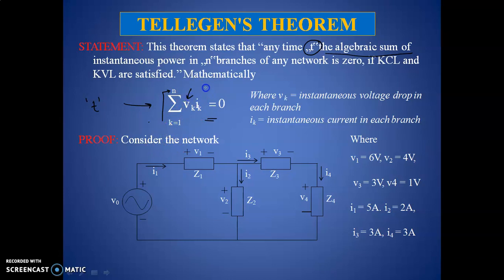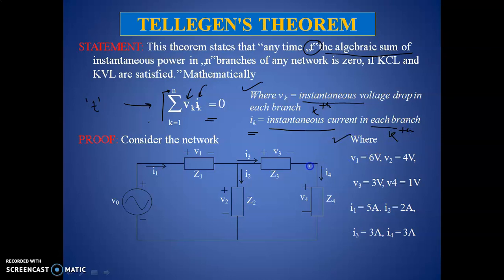This is your voltage and this is your current of the kth branch, where Vk is your instantaneous voltage drop in each branch, or you can say the kth branch. There is branch number k, starting from 1 to n. In between 1 to n, there is branch number k. In a generalized way, we can say that. So Ik is, again, the instantaneous current in each branch or the kth branch.